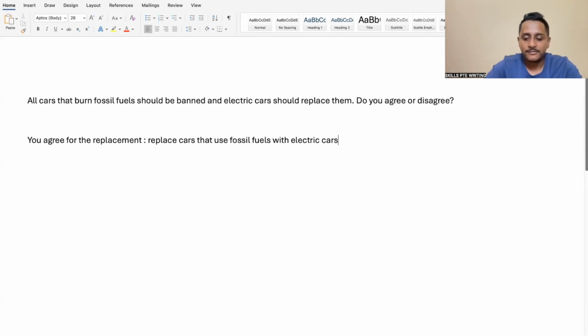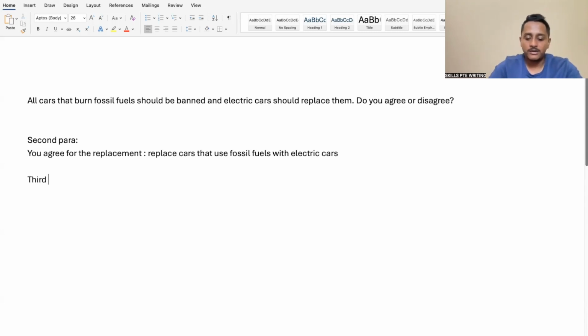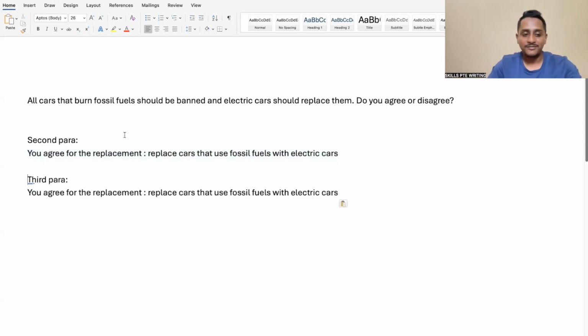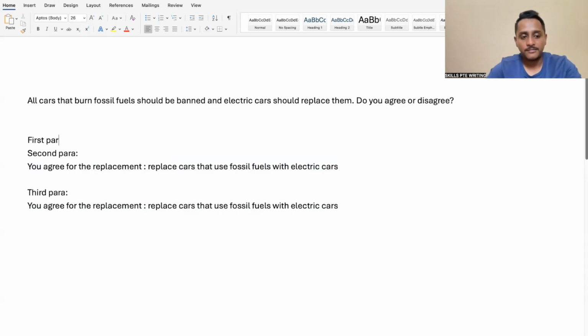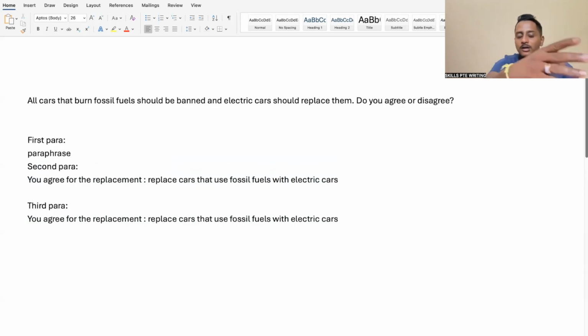Second paragraph. Third para as well, you're going to agree for replacement with another idea. What's the first para? Your viewpoint. Paraphrase: all cars that burn fossil fuels should be banned, electric cars should replace them. You can write, these days, many cars are burning fossil fuels, which is not good for the environment. As a result, many view that the cars that use fossil fuels like petrol, diesel should be completely banned. And instead, we should start promoting electric cars. My view is that, paraphrase and viewpoint.